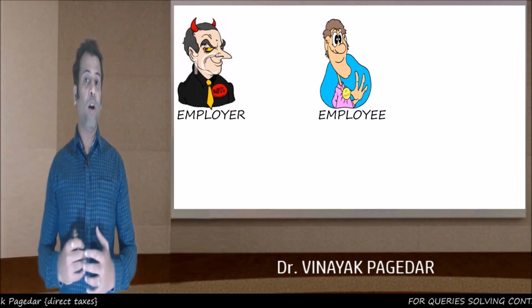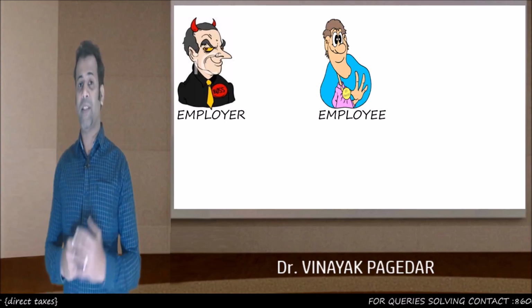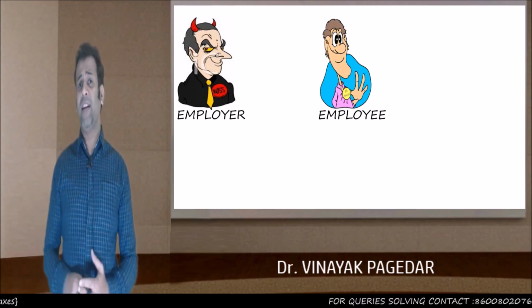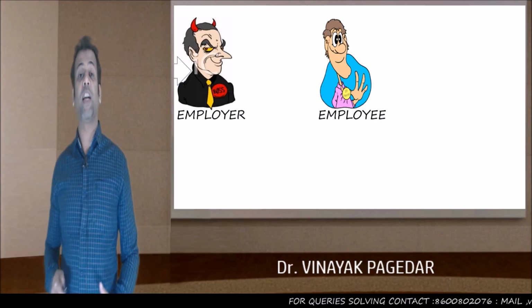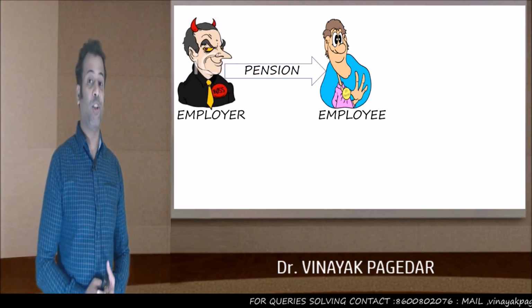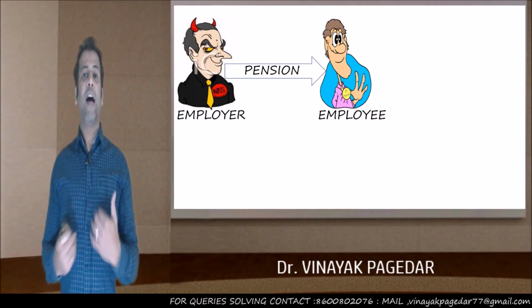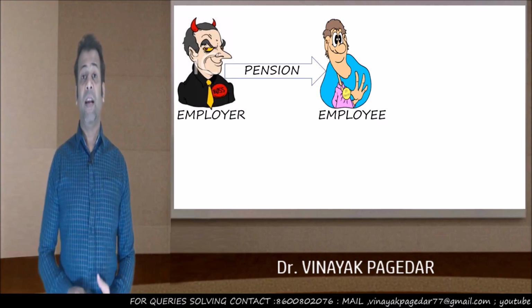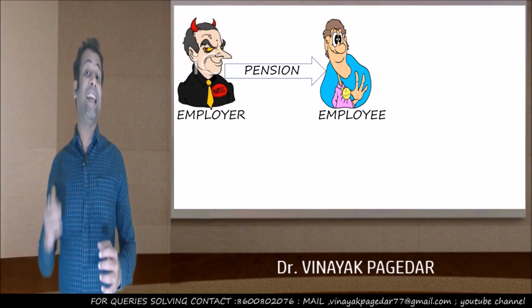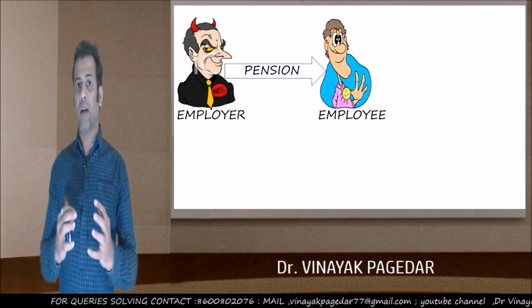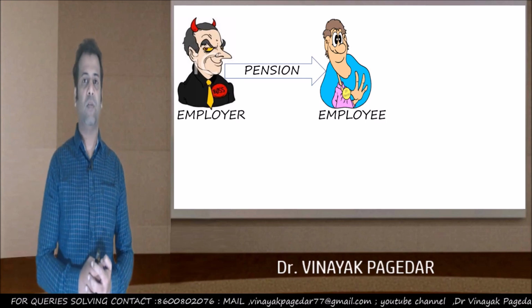And the employer tells the employee that, look, Mr. Employee, don't have any tension, because when you retire, I will give you pension. The employer tells the employee, no tension, when you retire, I will give you pension. Now we have to understand the possible tax effects of the pension.